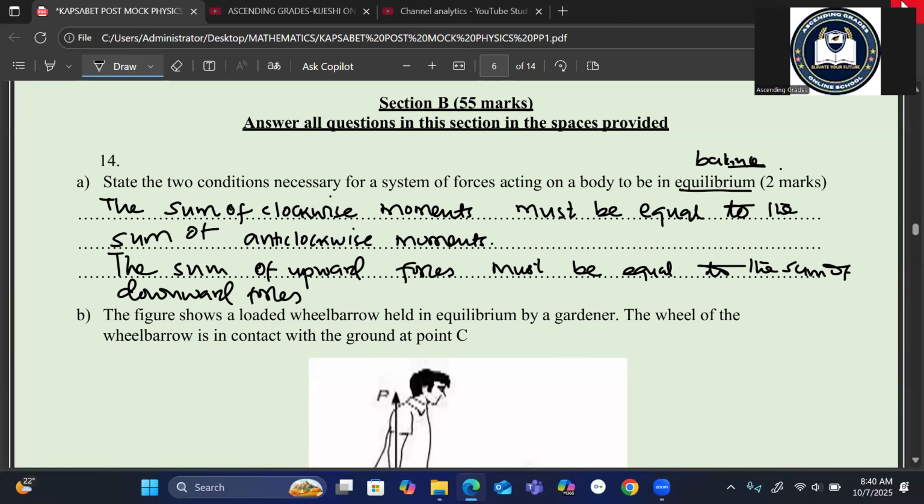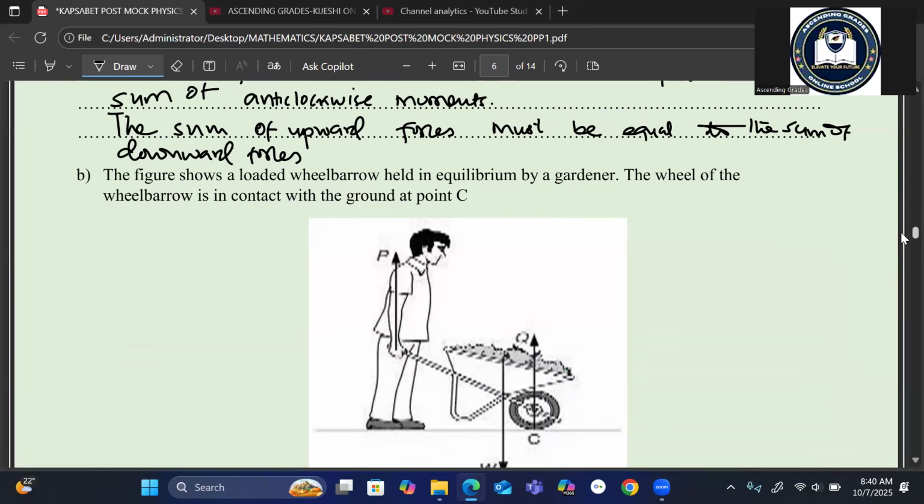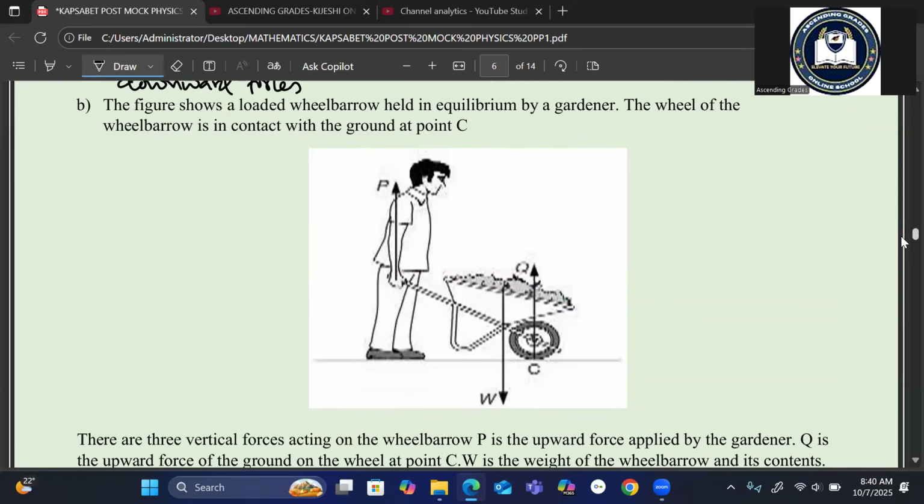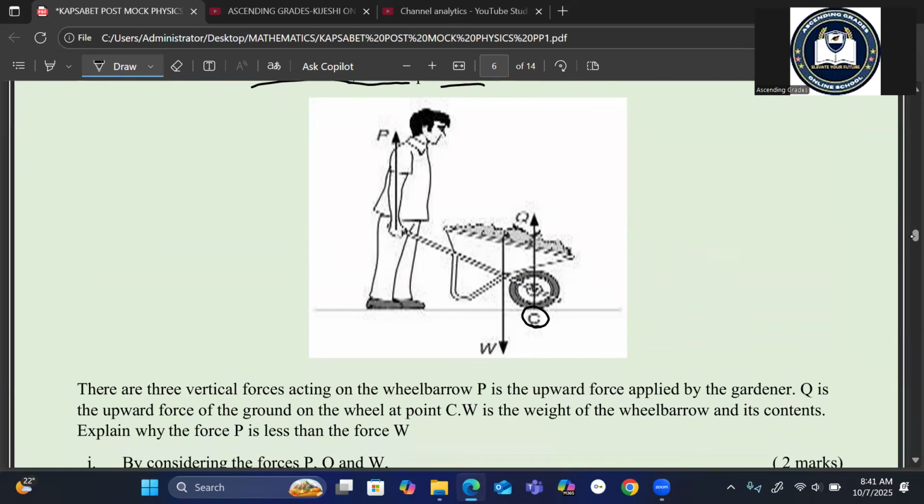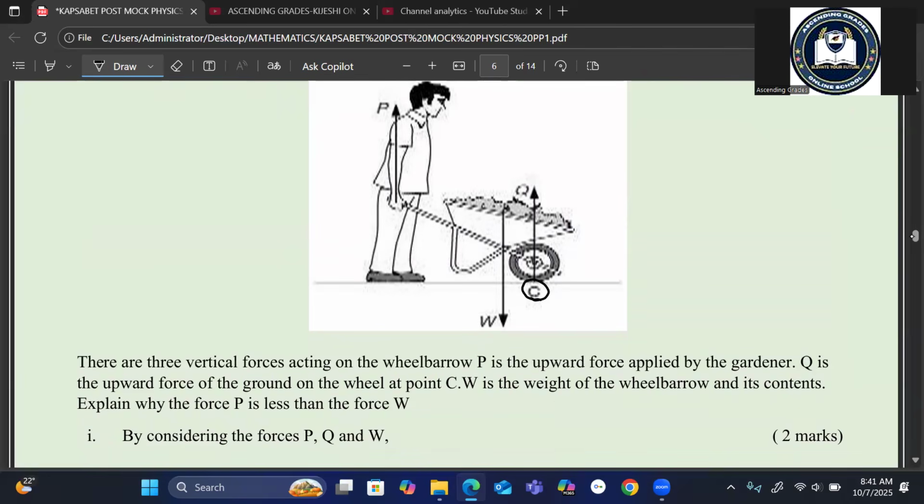You have an application question, 14B. The figure below shows a loaded wheelbarrow held in equilibrium by a gardener. The wheel of the wheelbarrow is in contact with the ground at point C. So you can see clearly where we are having our point C. Then you are told there are 3 vertical forces acting on the wheelbarrow.